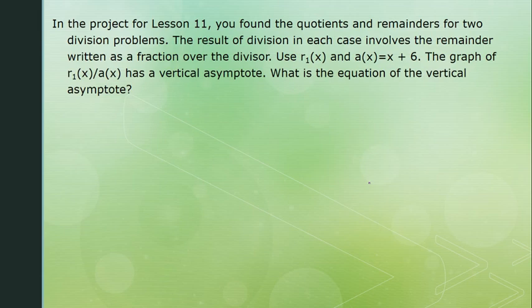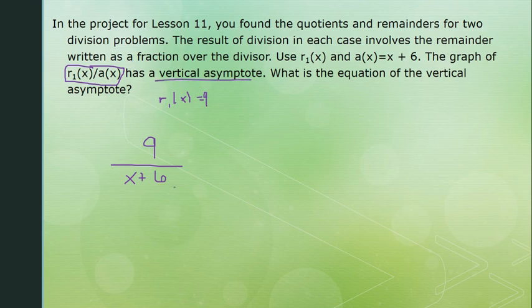So first you'll need to go back to lesson 11 and look up what you had for your remainder so that you can use it. So if I go back to my lesson 11 and I look up my remainder, my r1 of x was a 9 for me. So when I put that into this equation here of r1 of x over a of x, I have 9 over x plus 6. So I know that this has a vertical asymptote because it tells me that it has a vertical asymptote. But now I need the equation.